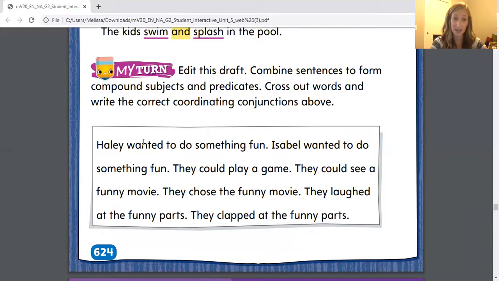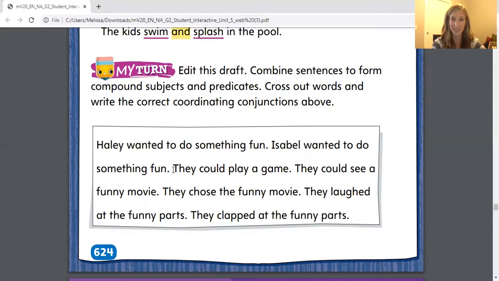So the first two sentences read, Haley wanted to do something fun. Isabel wanted to do something fun. Couldn't we just say Haley and Isabel wanted to do something fun? So you need to cross out what I've highlighted, cross out wanted to do something fun, and that period. And right above it, write the word and. That way it now reads, Haley and Isabel wanted to do something fun.